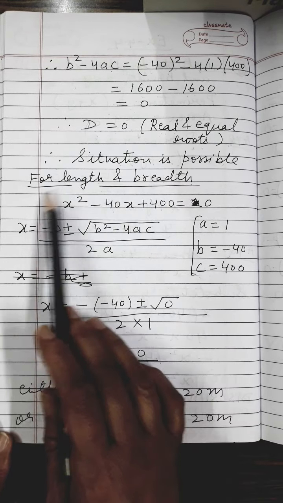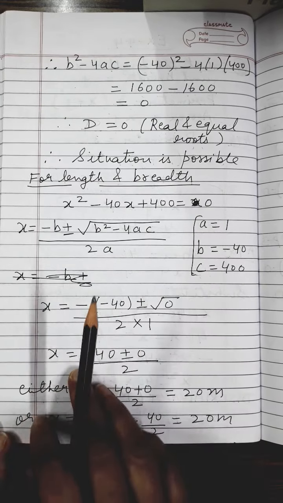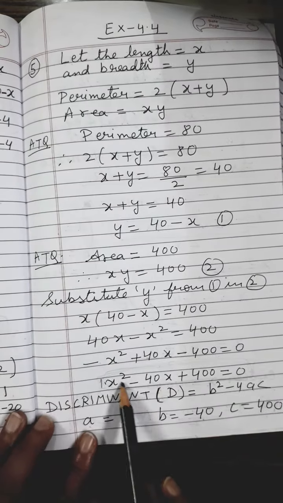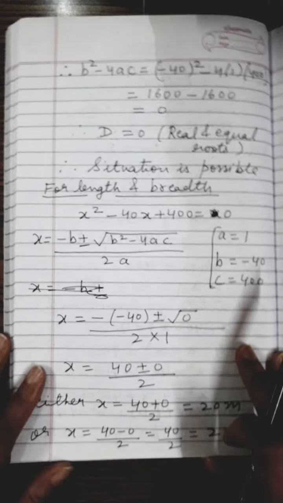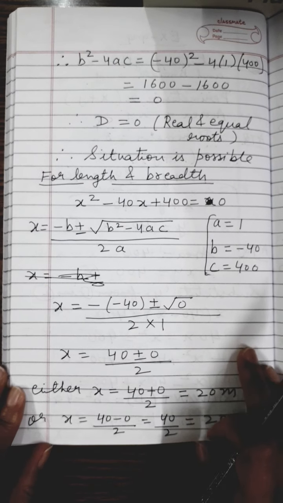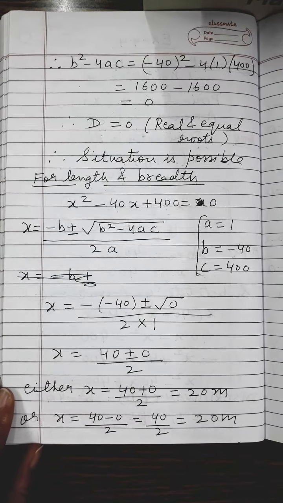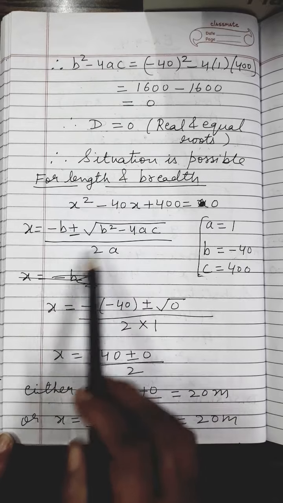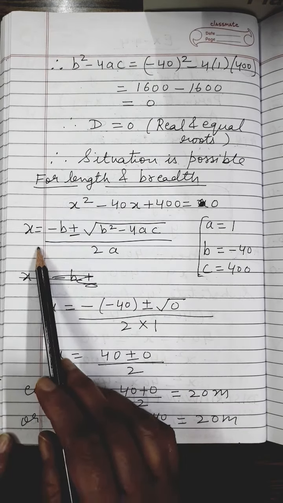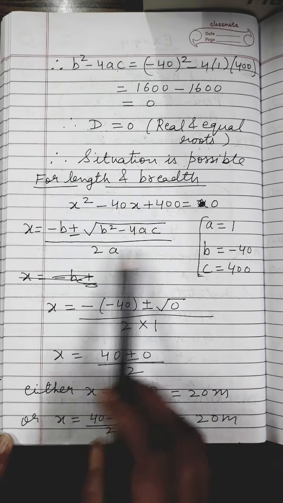See the working for length and breadth. I pick up the equation we have obtained. This was the equation: x square minus 40x plus 400 equals to 0. This equation I will solve for x. So this is the quadratic equation; write down the quadratic formula. x equals to minus b plus minus root of b square minus 4 into a into c, upon 2 into a.